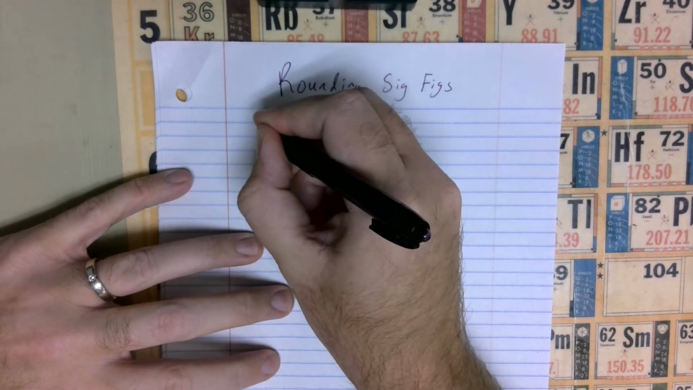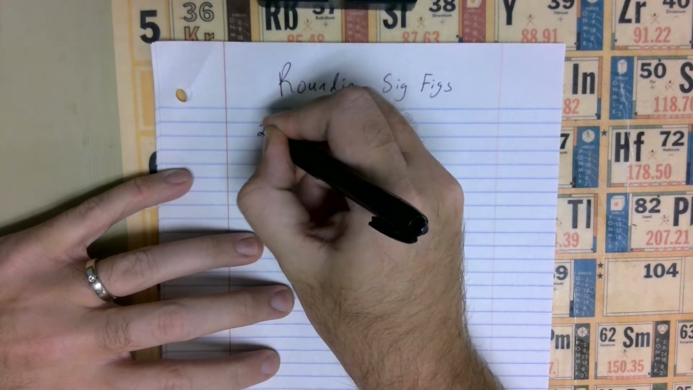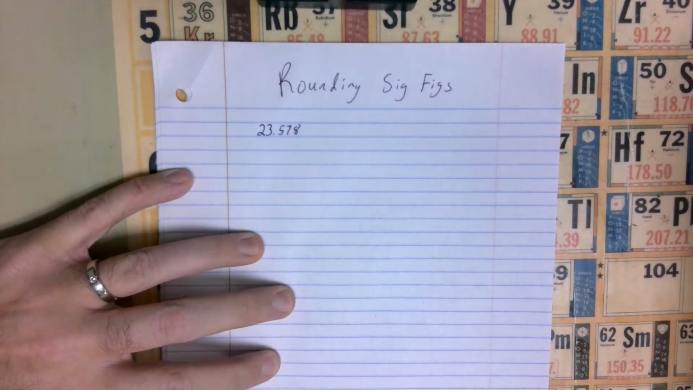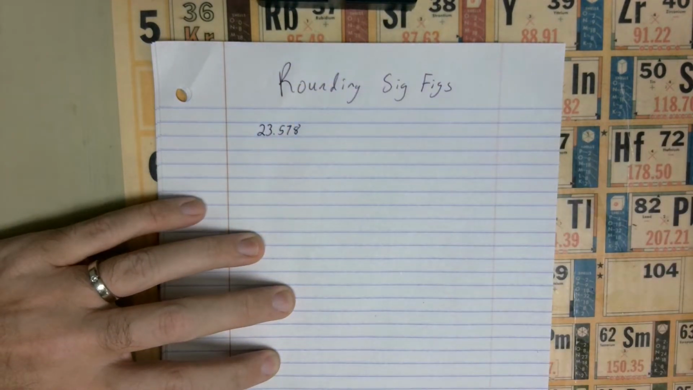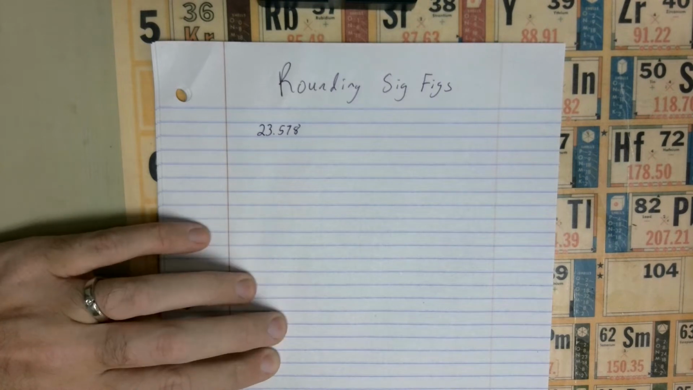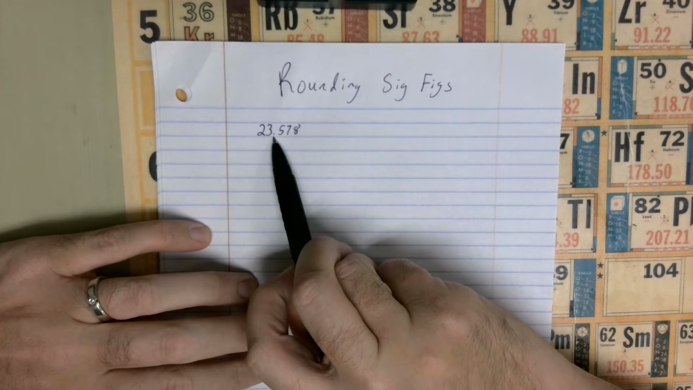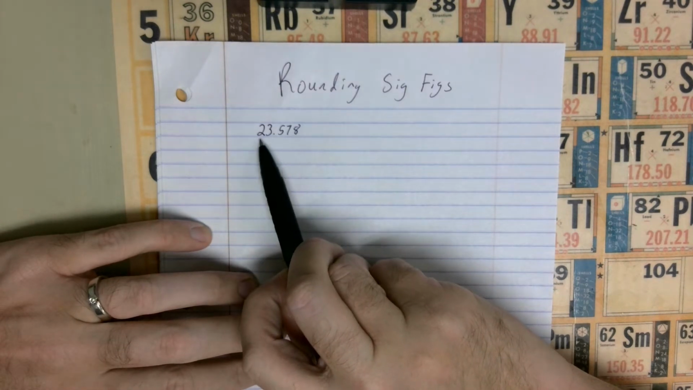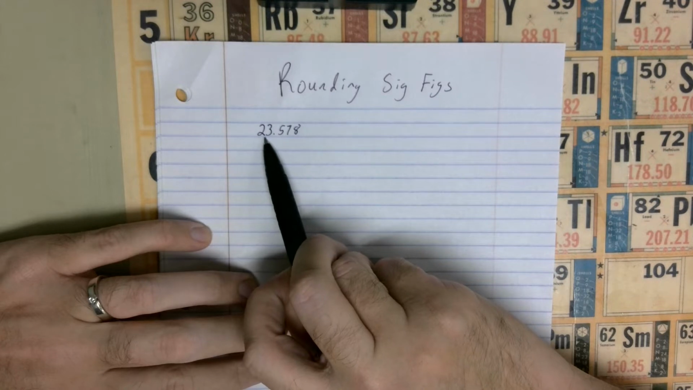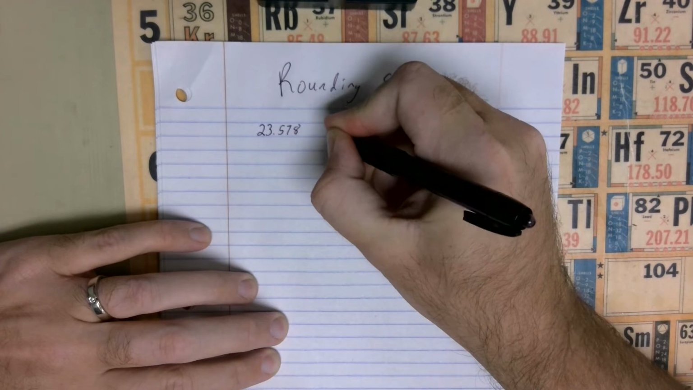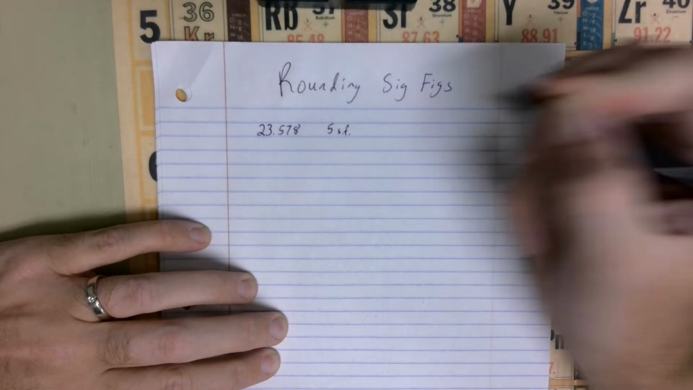So let's say we have the number 23.578, and I want to round to 4 sig figs. Well, I know that this number, since it has a decimal point, I'm going to start with the furthest non-zero to the left, which is the 2. That number and all the numbers to the right are significant. So right now, this currently has 5 sig figs.